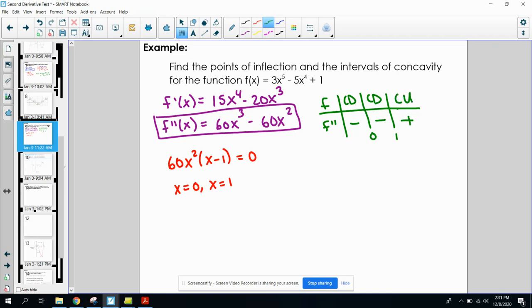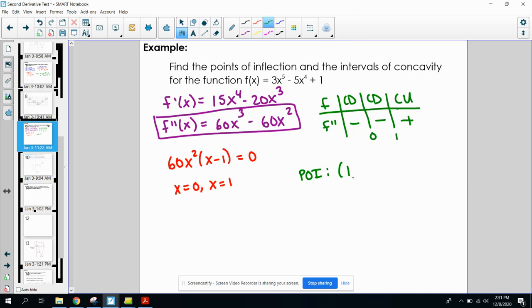Now, just like when we talked about the increasing, decreasing intervals, it's not always necessarily, when you make your chart, going to alternate signs. So usually it does, but you can't assume that it's going to. So that's why we need the chart. So here, it didn't go negative, positive, negative. It stayed negative. So at 0, it's not a point of inflection because we don't have a change in concavity. It stayed concave down through these intervals. So we have a point of inflection only at 1, right? Because that is where it changes from concave down to concave up.